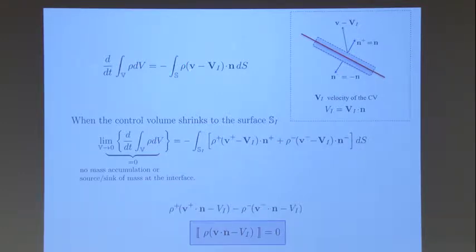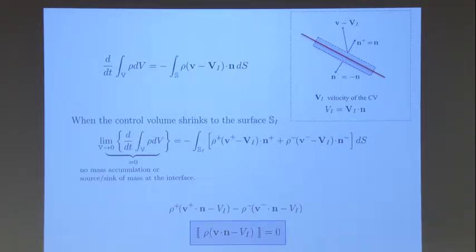So it's rho plus (v plus minus V_I). The velocity of the interface is independent of whether it's above or below. But the normals, n plus and n minus, are always outward normals, so one is the negative of the other. So if I call this one n, this is going to be minus n. So if I replace now the n plus with n and the n minus with minus n, what I have is the difference between these two, which is written here. But since the left-hand side is equal to 0, then this must be equal to 0.